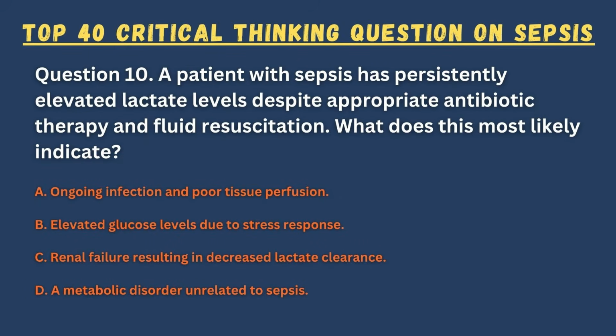Question 10. A patient with sepsis has persistently elevated lactate levels despite appropriate antibiotic therapy and fluid resuscitation. What does this most likely indicate? A. Ongoing infection and poor tissue perfusion. B. Elevated glucose levels due to stress response. C. Renal failure resulting in decreased lactate clearance. D. A metabolic disorder unrelated to sepsis.